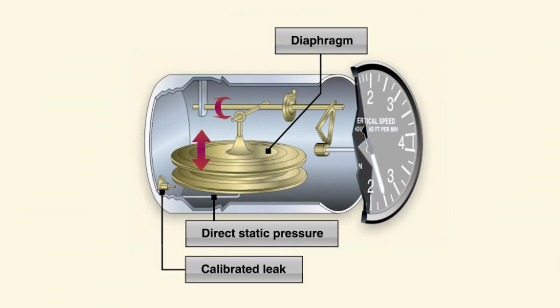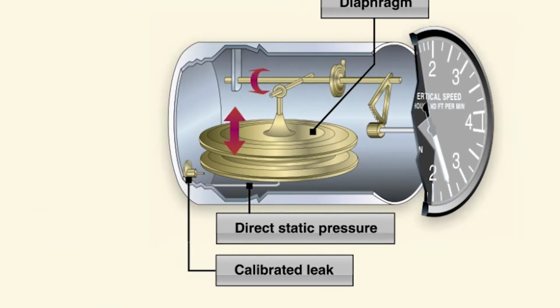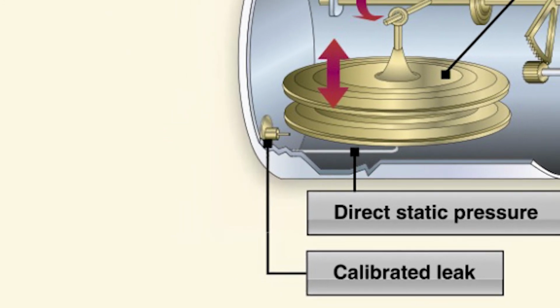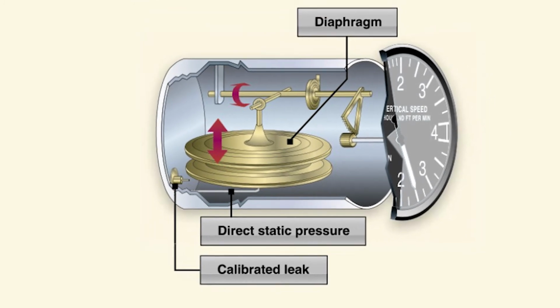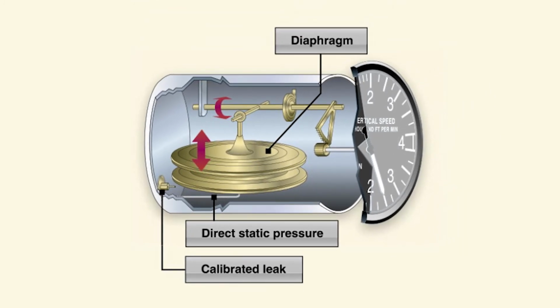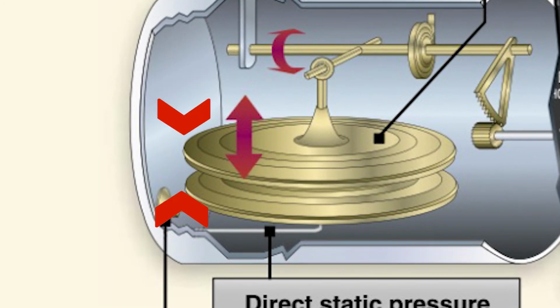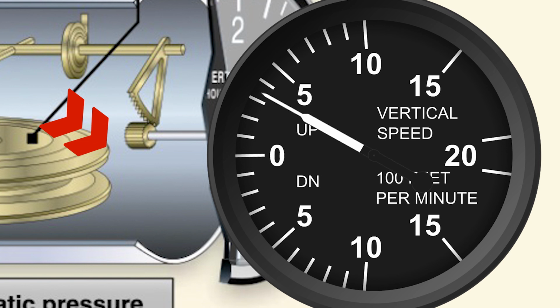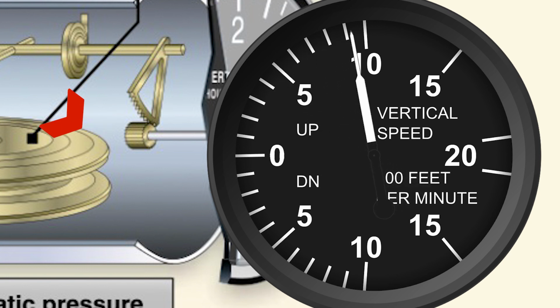But the instrument casing is a different story. Since the calibrated leak lets air out slowly, it creates a higher pressure in the casing than the diaphragm. When that happens, it creates a pressure differential. The diaphragm is squeezed down, and the gears connected to the VSI needle make it move up. And the greater the pressure differential, the more the needle moves up.